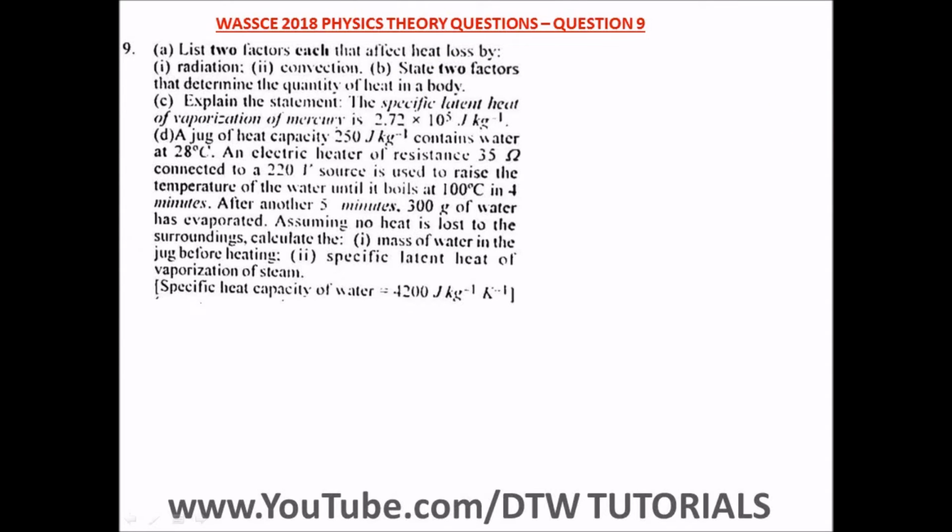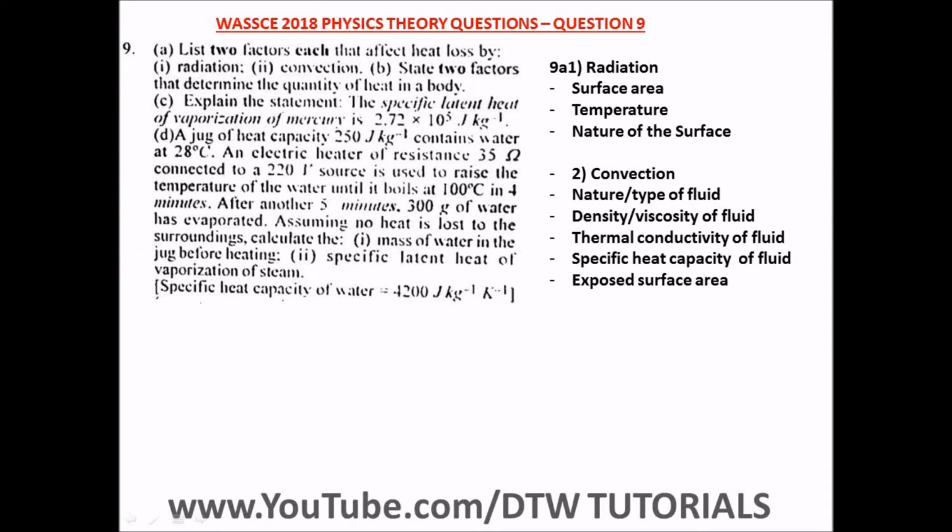For radiation, the surface area affects heat loss. So you just state that surface area affects heat loss by radiation. Also temperature affects heat loss by radiation, and also the nature of the surface. I hope you know what radiation is. It's the transfer of heat between two bodies by means of electromagnetic waves. So these are the factors that affect heat loss by radiation.